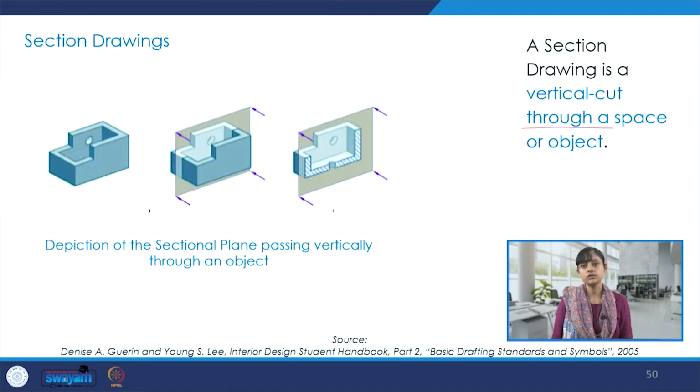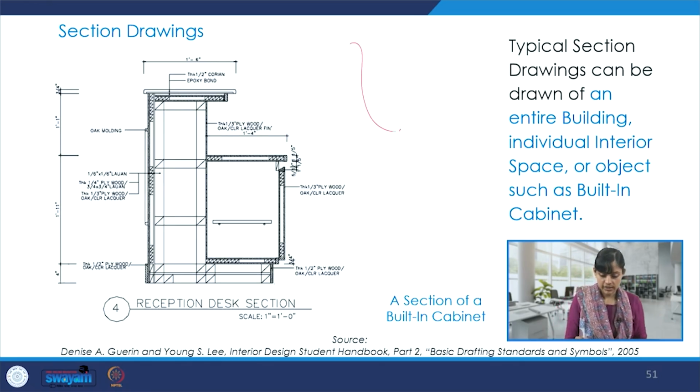Then we have section drawings. So a section drawing is basically a vertical cut through a space or object. So if you see over here, this is like a plane and we are just cutting it through and through. And then what are the materials that we can see over here, what are the details, that is what a section depicts. So we can have section drawings which are also very technical and very, very important.